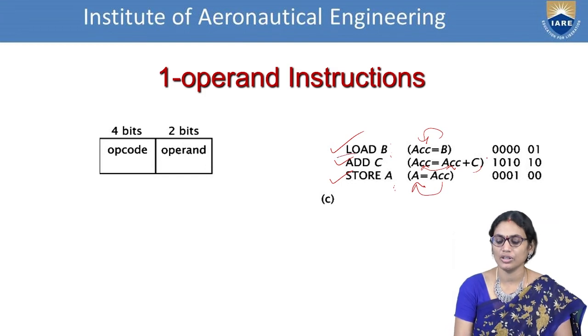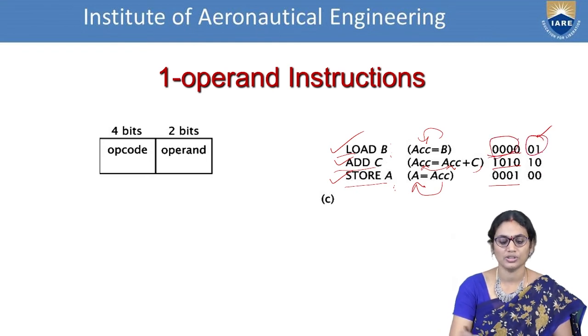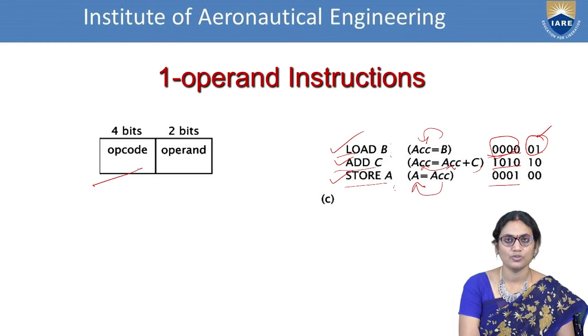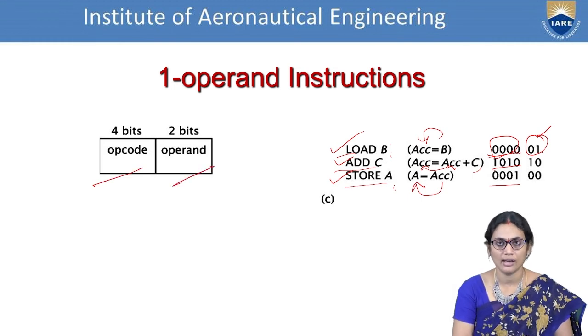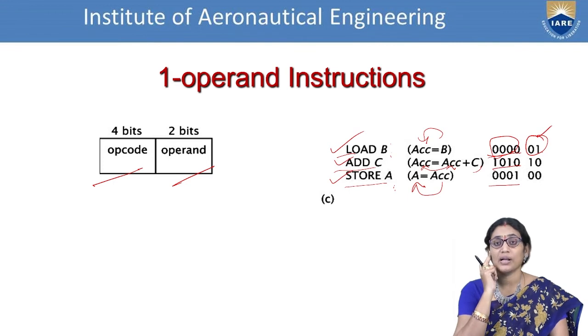So load is having a unique code 0000. Add is having a unique code which is already seen in the previous slides. Now store is having a unique code 0001. Now how many data operands are we using? Only 1. So it possesses only 2 bits of data followed by 4 bits of operation, the opcode. So 4 bits for opcode, 2 bits for data handling. So in this way we are performing the operation to handle the 1 operand instructions.